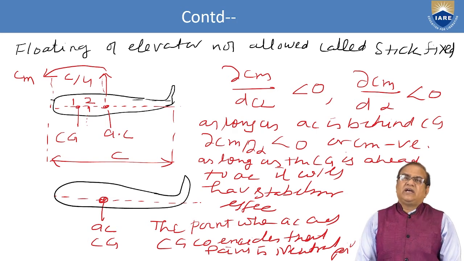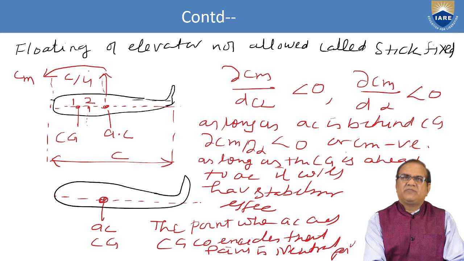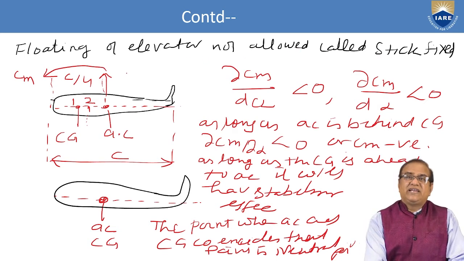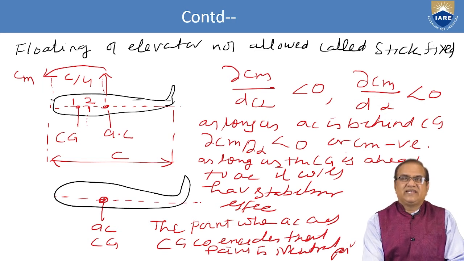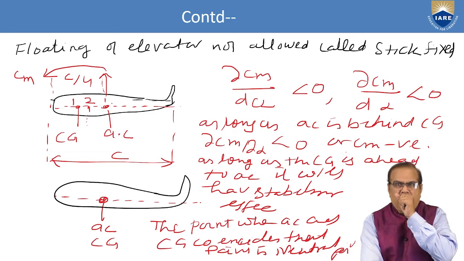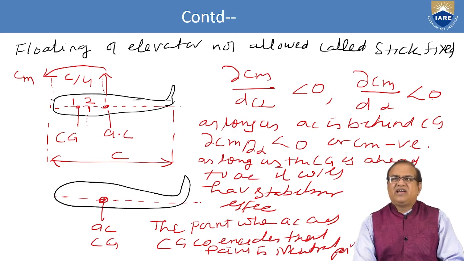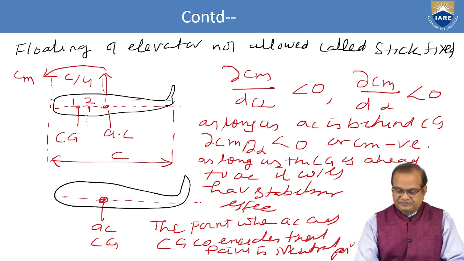So here we can see how these things are happening. Floating of the elevator is not allowed in the stick fixed case. Here we can see the location of CG at point 1, and here is point 2. AC is here. This Cm will act, Cm alpha will be negative. dCm by dCl is negative, and dCm by d alpha is also negative.